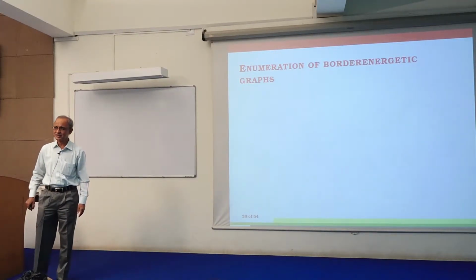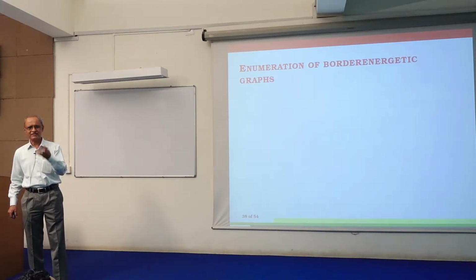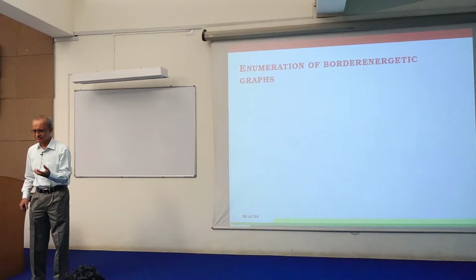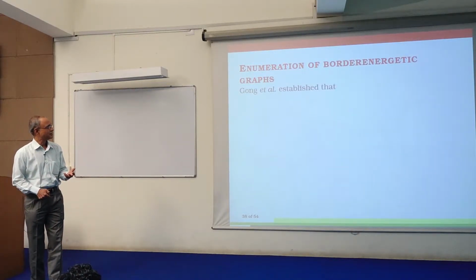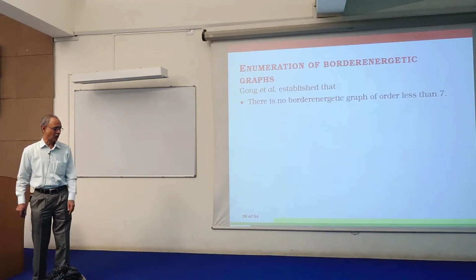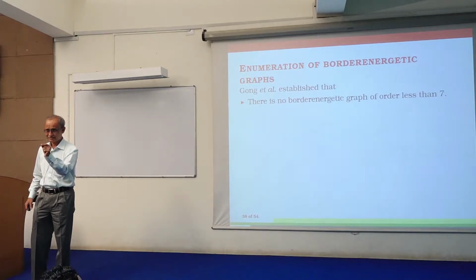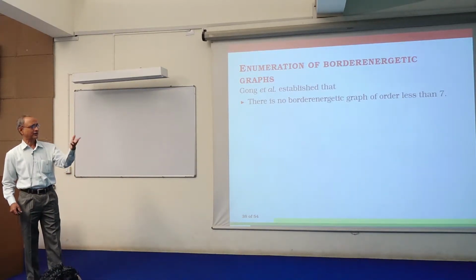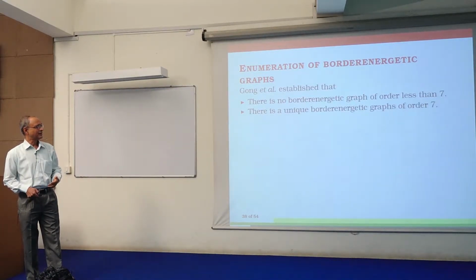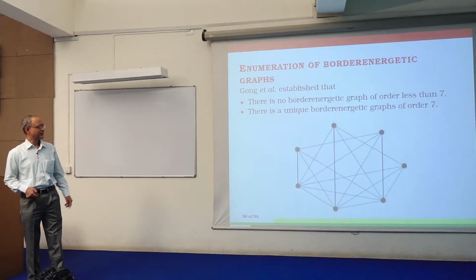Now, the important issue is enumeration of border energetic graphs. For a given number of vertices, how many graphs are border energetic? It is surprising that there is no border energetic graph of order less than 7, means whose energy is the same as the energy of K7. There is a unique border energetic graph of order 7. This is the only one. It is this graph.